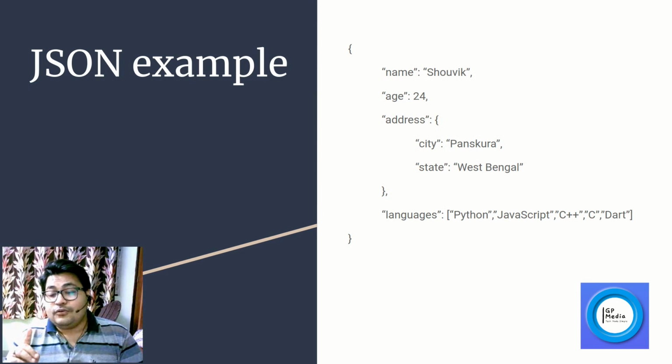And we also saw that JSON can contain objects, and this is the classic example. The address itself is an object inside which there are key-value pairs, city as Panchkula and state as West Bengal. And in languages you can see there is an array of strings, and this is also supported, as we saw in the data types. We will see all of these things in practical hands-on examples. And let's move on.